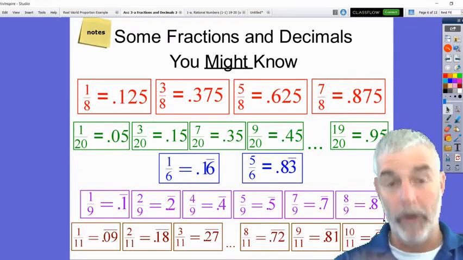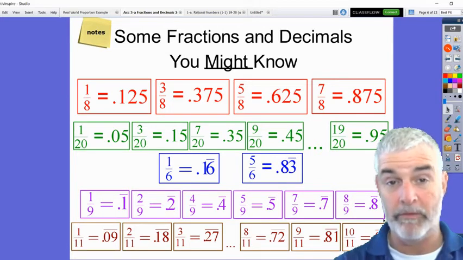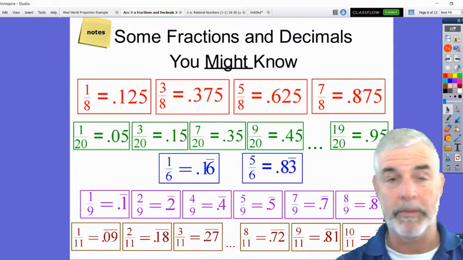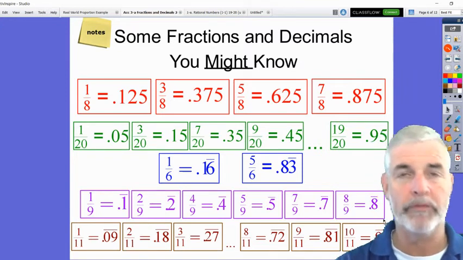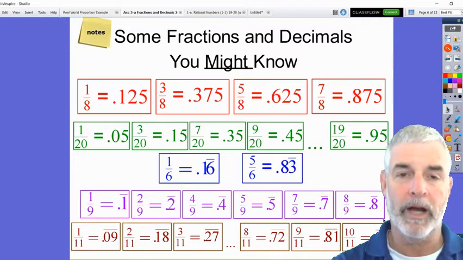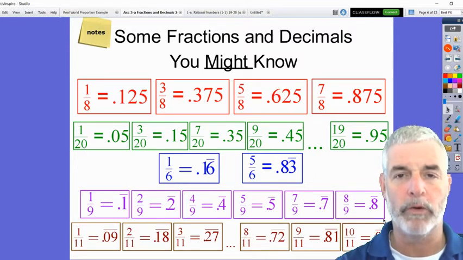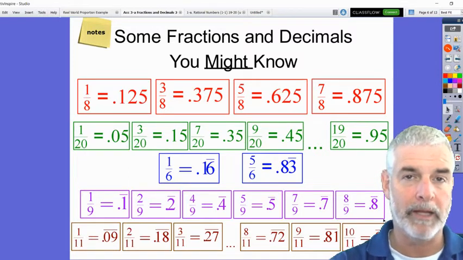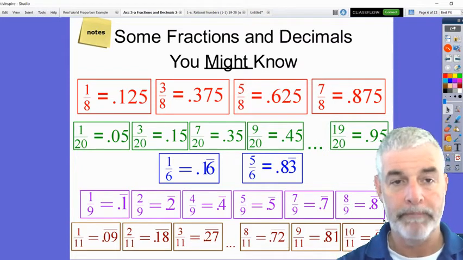Ninths are really simple. Ninths are just the one-digit repeating. 1/9, 0.1 repeating. 2/9, 0.2 repeating. 3/9, 0.3 repeating. Why isn't that in there? Because 3/9 is the same as 1/3. They are equivalent fractions. So 0.3 repeating, 3/9, and so on.